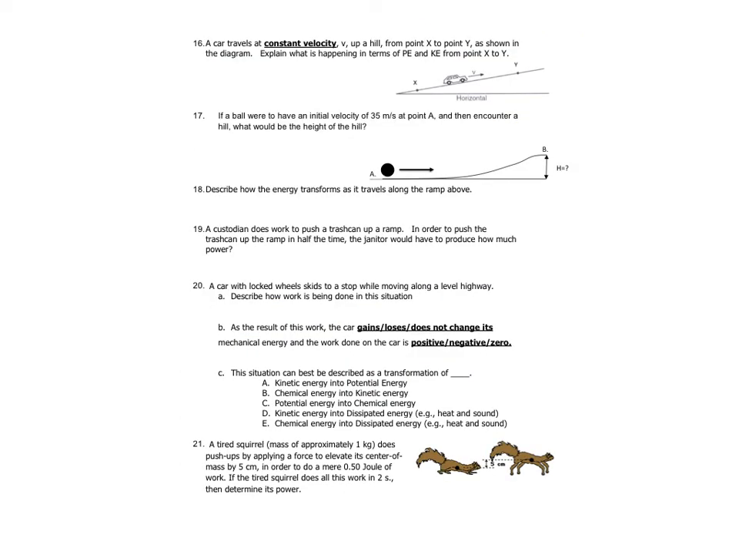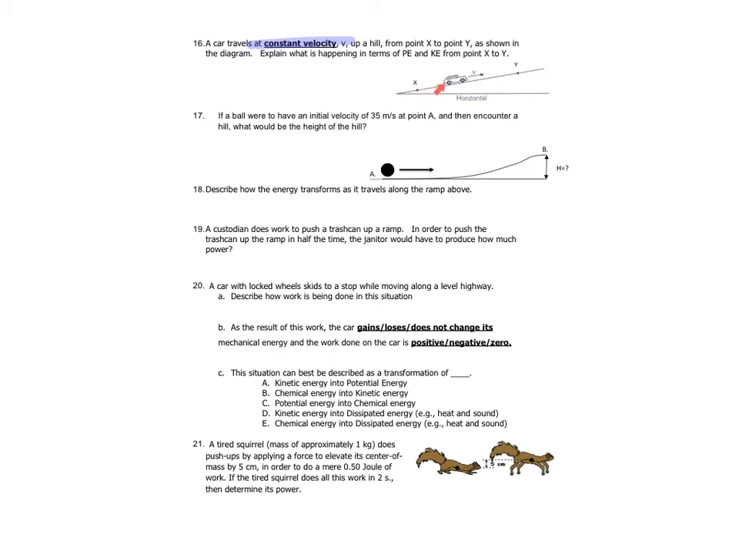Number 16. A car travels at a constant velocity up a hill from point X to Y. So here's X, here's Y. The car is traveling at a constant velocity. This is important. Explain what's happening in terms of potential energy and kinetic energy as it goes from X to Y. Okay? So you've got to think about it.